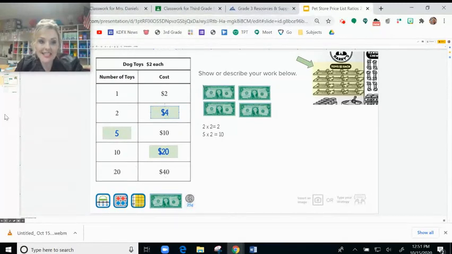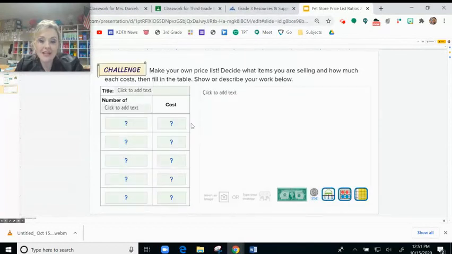All right, friends. And then the very last one, this is when you need to do your own price list. And so do this one on your own. And just make sure that you put your title. What are you selling? What are they? How much does each thing cost? What's the pattern? And then show your work. And you can insert a picture of your amazing awesomeness right here for us to see.